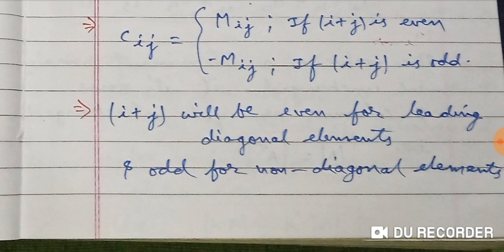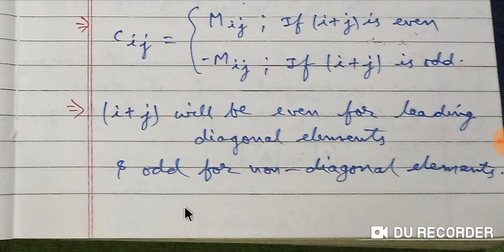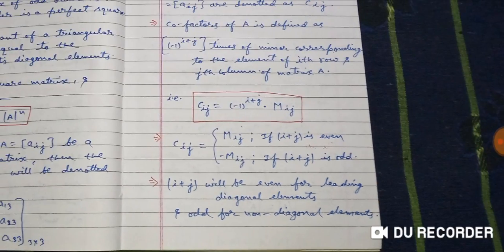Now here are some properties. This says that I plus j will be even for leading diagonal elements and odd for non-diagonal elements. Actually, I plus j depends on the element's position. If the element lies on the diagonal, the sum will be even, and if it lies in a non-diagonal position, the sum will be odd. So you can check the situations, and accordingly you have to find these cofactors.